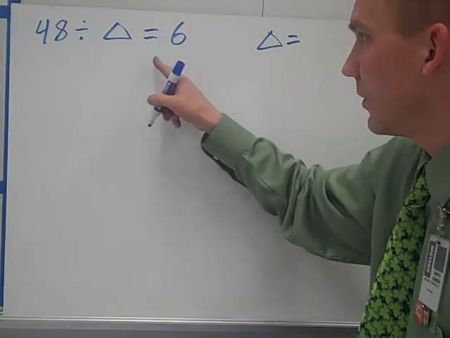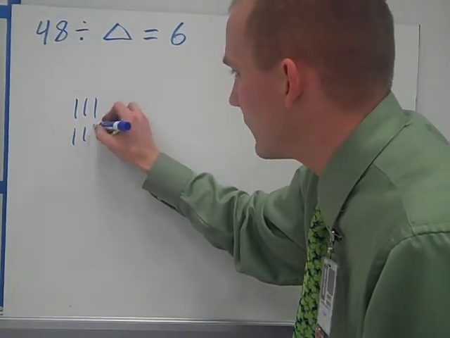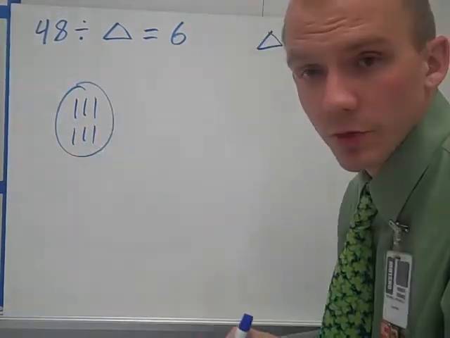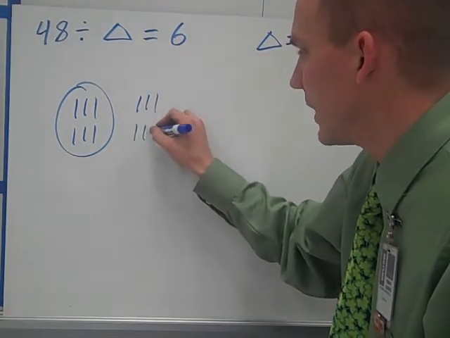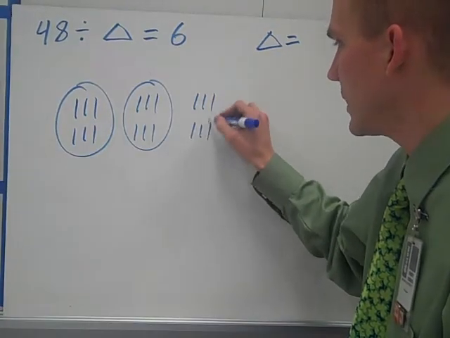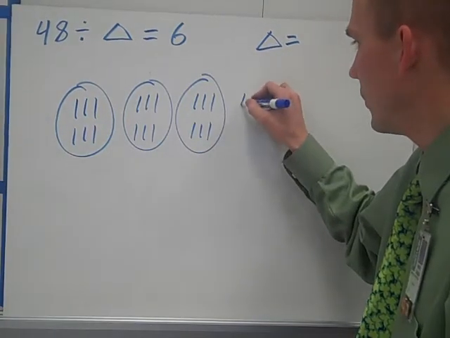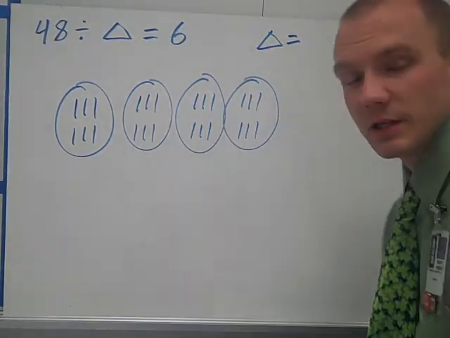Okay, so I know that I'm going to have 6 in a group. 1, 2, 3, 4, 5, 6. That's how many are in a group. Well, let's just keep going. 1, 2, 3, 4, 5, 6. And I keep doing this until I get up to 48.